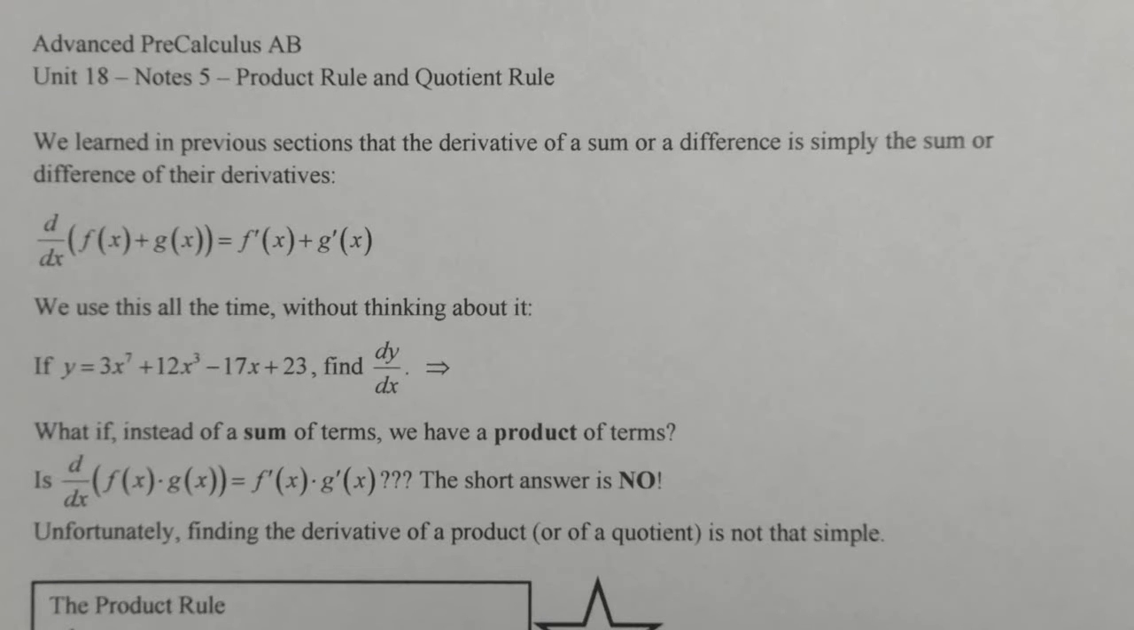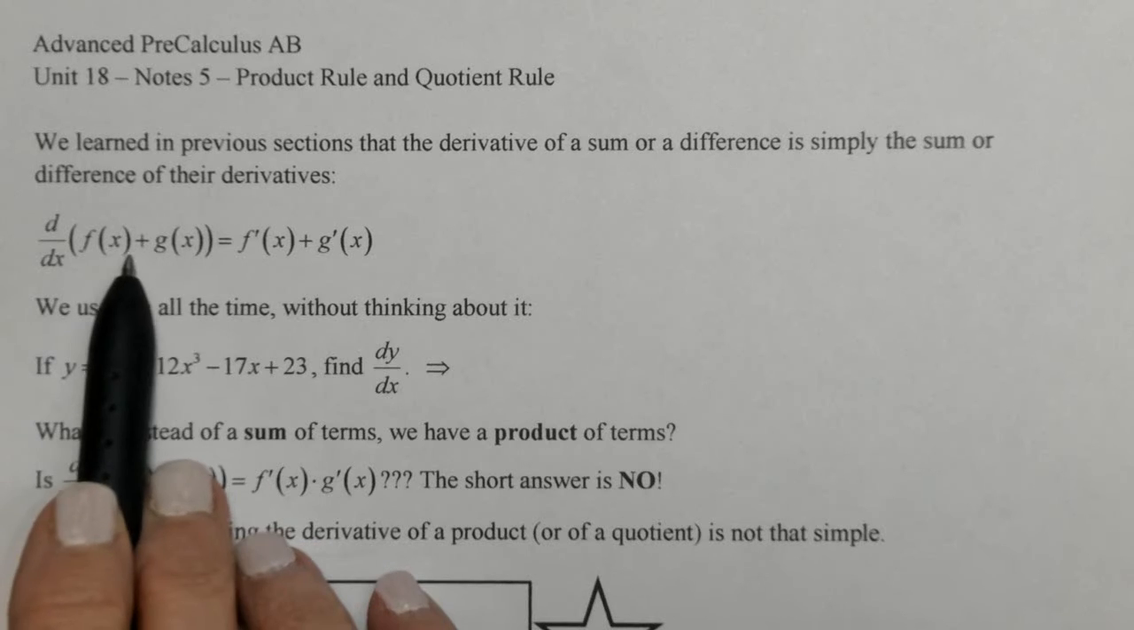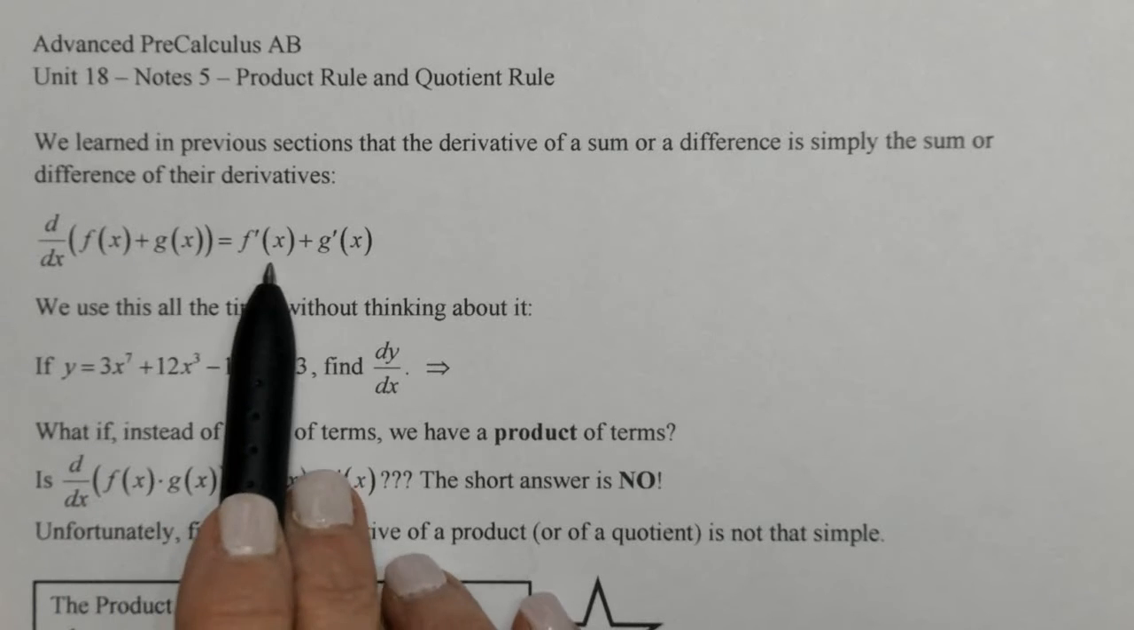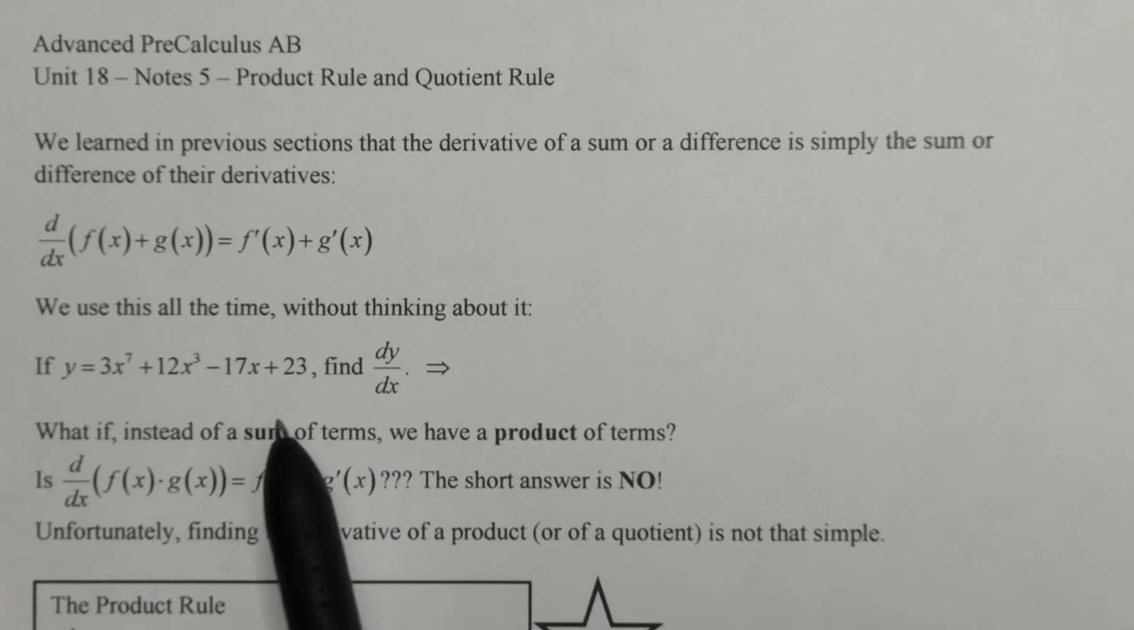We are going to learn the product rule and quotient rule today for derivatives. In our previous sections, we learned that the derivative of a sum or a difference is simply the sum or difference of their derivatives. Stated like this: the derivative of a sum is the sum of the derivatives. And we used that all the time without thinking about it.